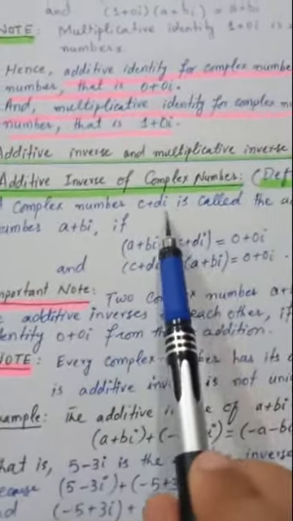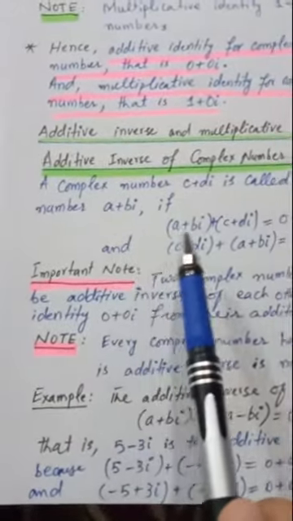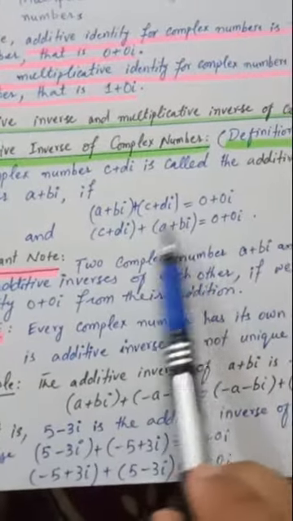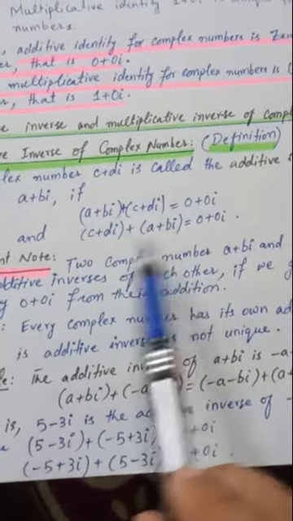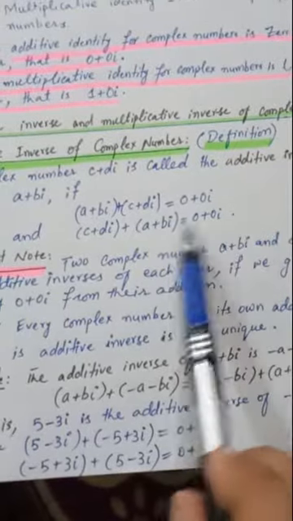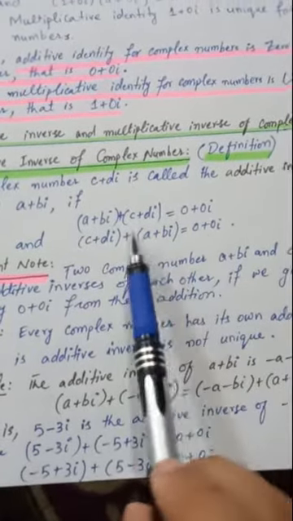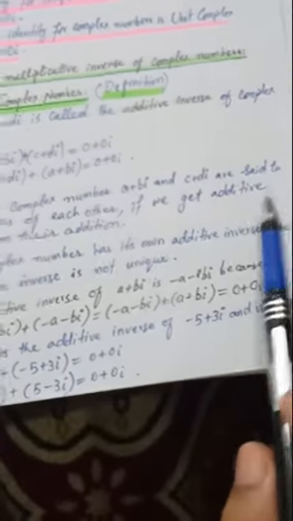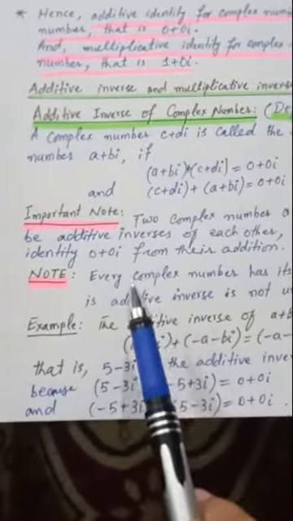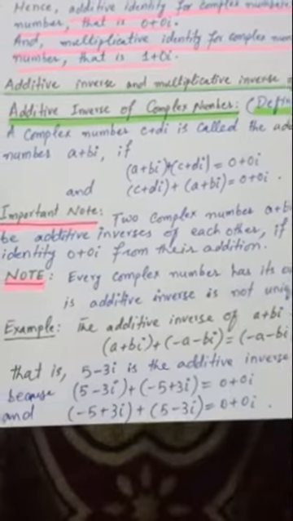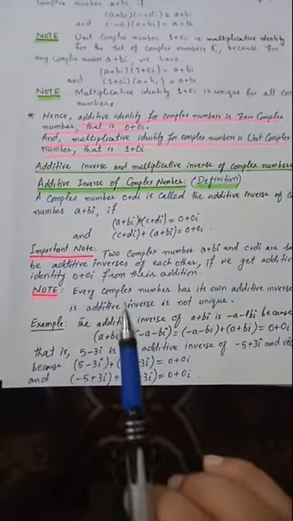A complex number c plus d iota is called the additive inverse of a complex number a plus b iota if you add this to the right of this, or to the left of this, you will get the additive identity. Whenever from the addition you get the additive identity, those complex numbers are said to be additive inverses. Now an important note: two complex numbers a plus b iota and c plus d iota are said to be additive inverses of each other if we get the additive identity 0 plus 0 iota from their addition, which I already explained.